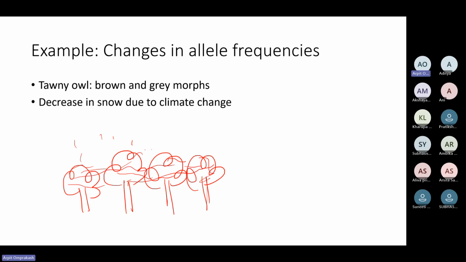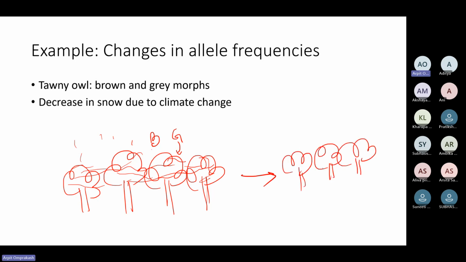In that case, there are two morphs of this owl. One is brown and the other one is gray. The gray one is better able to camouflage when there's snow. And the brown one is not able to camouflage better when there is snow, but it is better able to camouflage when there is no snow because it mixes with the color of the tree branches. Now what is happening is that due to climate change, these trees are not having a lot of snow. They're mostly not covered in snow.